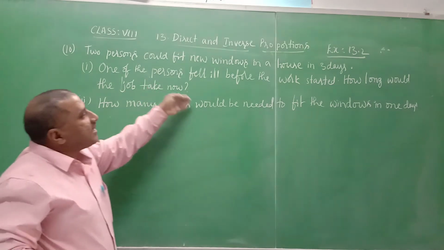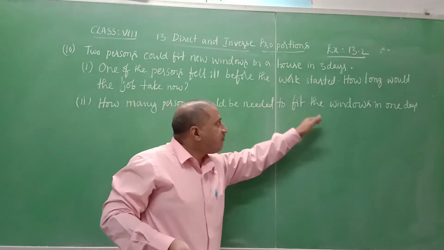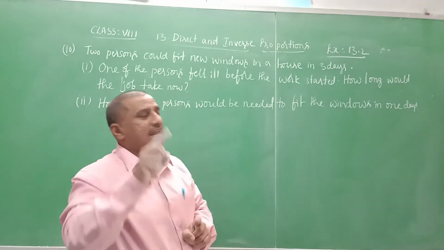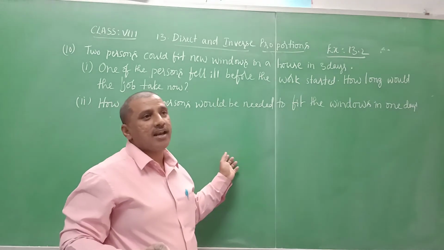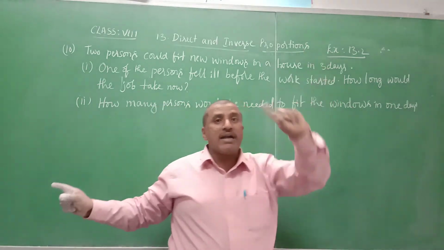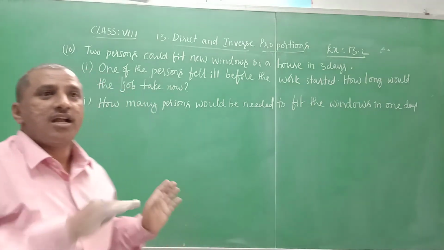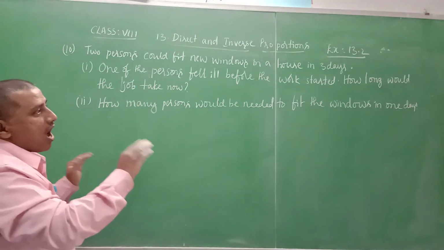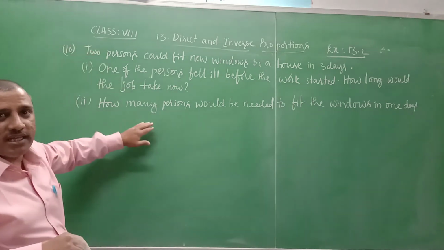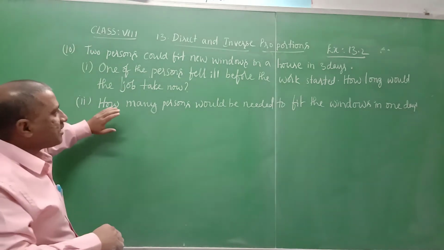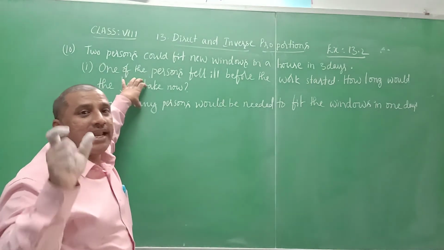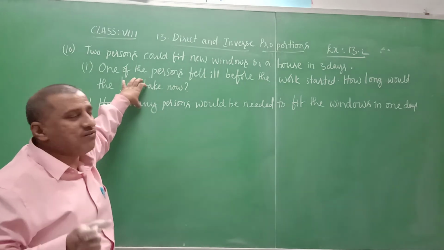Now, how many persons would be needed to fit the windows in 1 day? That is, to complete the same work in 1 day, how many persons are needed? 3 days means 2 persons. Now to complete in 1 day, how many people are needed? More than 2 persons or less than 1 person? Definitely it is more than 2 persons. So this situation is representing inverse proportion.